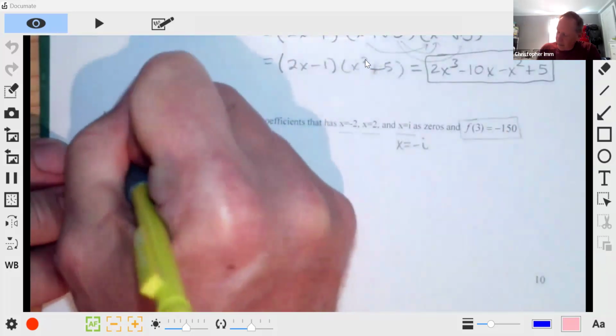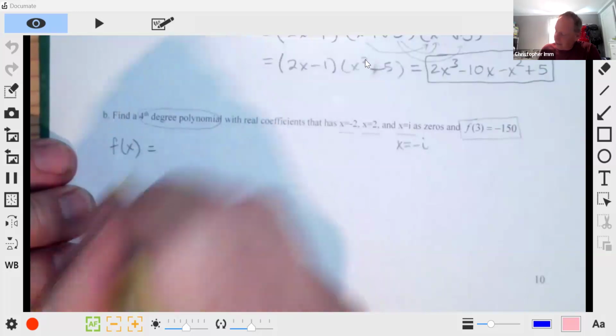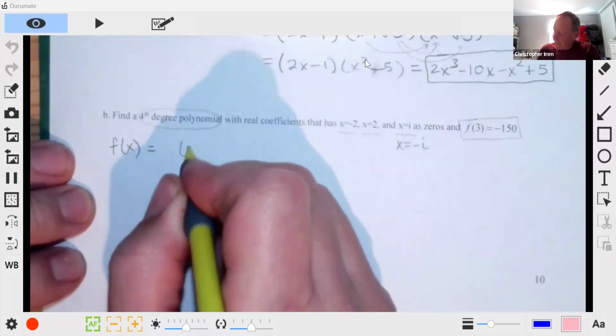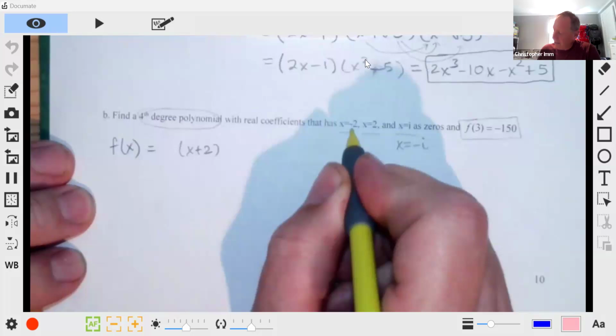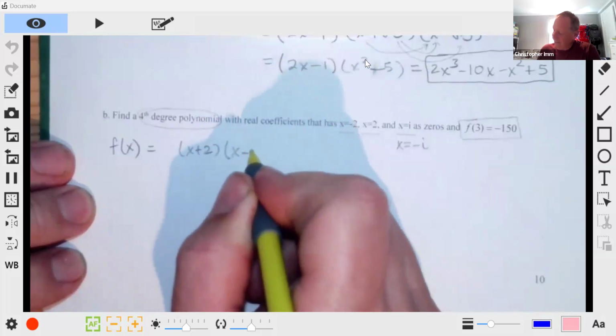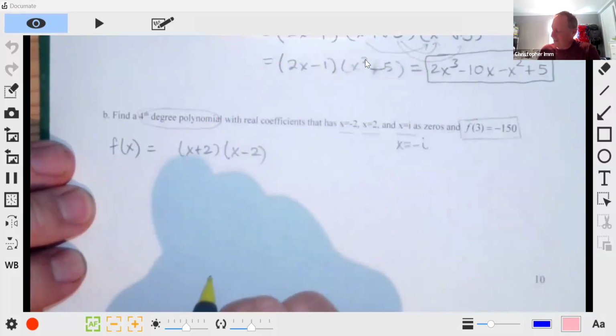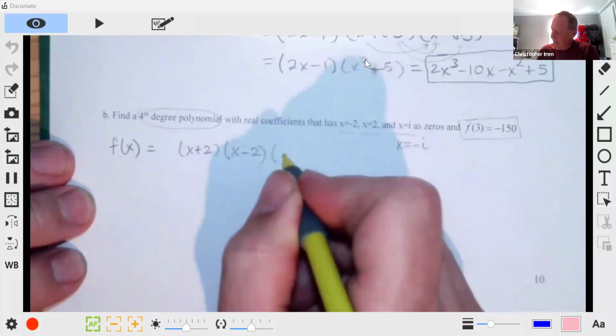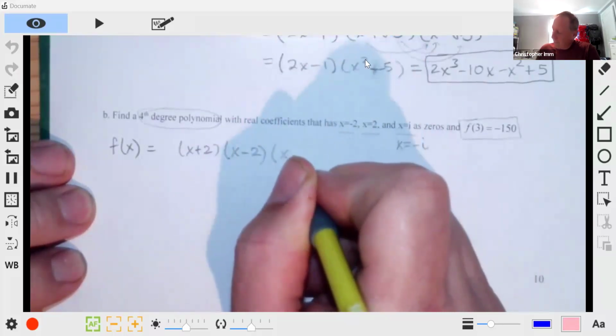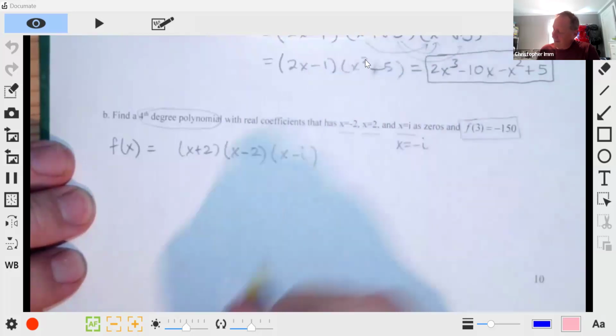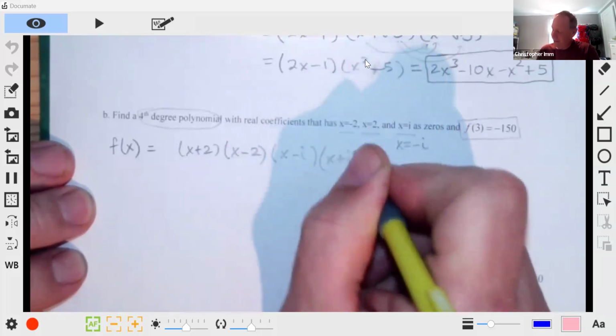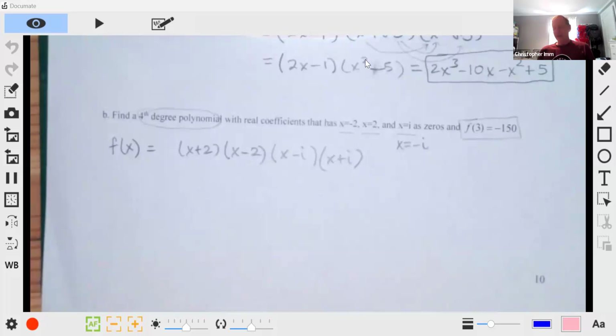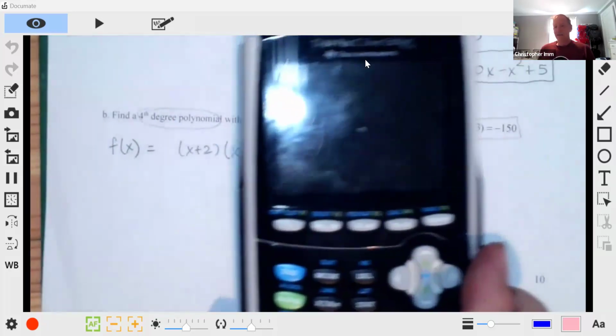So when I'm getting my function here, I'm going to have x plus 2, which would give me a 0 at minus 2. x minus 2 would give me that 0 at x is equal to 2. x minus i would give me this one, and x plus i would give me the other one. Yay! So I have a nice polynomial here. Let's go ahead and graph it and see where it goes through.